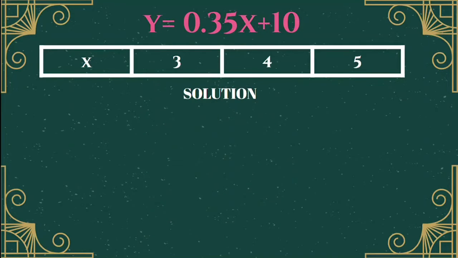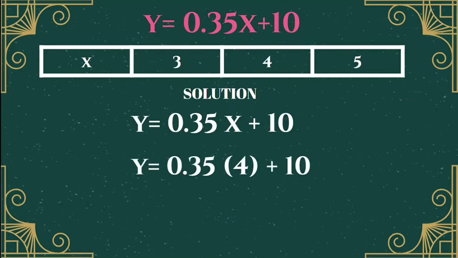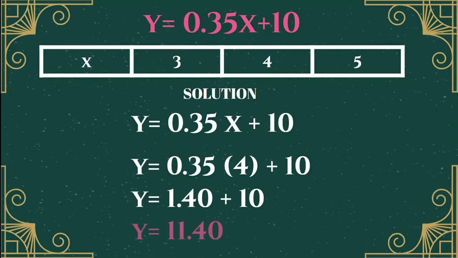Then our second solution is y equals 0.35x plus 10. So let's substitute the variable x with 4. 0.35 times 4 equals 1.40, then let's bring down plus 10. 1.40 plus 10 equals 11.40. So our second y is 11.40.